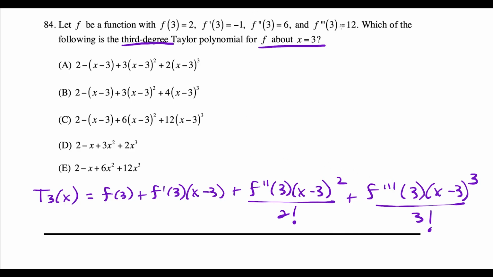So for something like this, what we have to do is they told us f of 3, f prime, f double prime, f triple prime. We're just going to make a substitution for these four things, and then we just have to match it to the correct answer. So we'll go ahead and do that now.